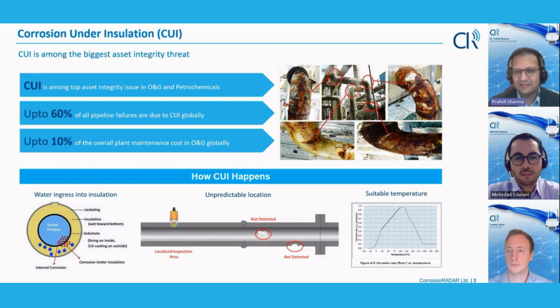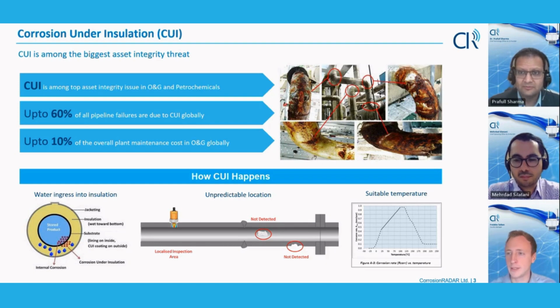And globally, it's been reported that more than 60% of pipe leaks are sometimes due to this issue of CUI. Maintenance budgets are going in because of that. There are various complicated reasons why it happens: condensation, water ingress into the insulation, and unknown, unpredictable locations in a certain temperature range. Hence, this is a very difficult issue to manage. So industry is spending a fortune to manage it. So it is a big asset integrity threat.